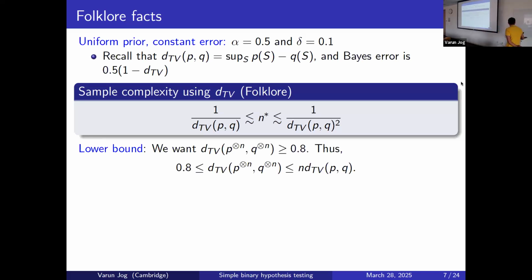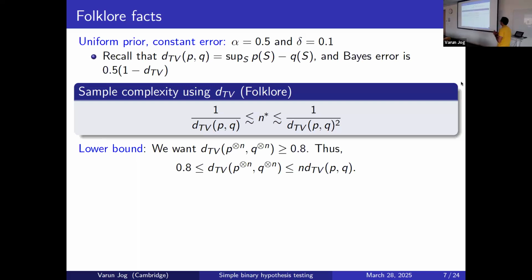Okay, how do you prove these bounds? So what does it mean to say that I want to get an error of 0.1? It means I want half of 1 minus D_TV to be less than 0.1, which means I want my D_TV to be bigger than 0.8. So if I want D_TV to be bigger than 0.8, then 0.8 must be less than D_TV between the product distributions, but then data processing gives you that this is less than n times D_TV. So that gives you a simple bound that n must be greater than 0.8 over D_TV.